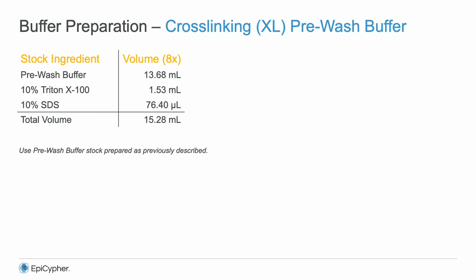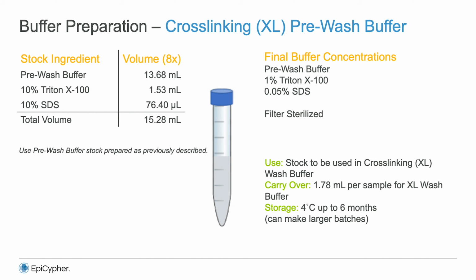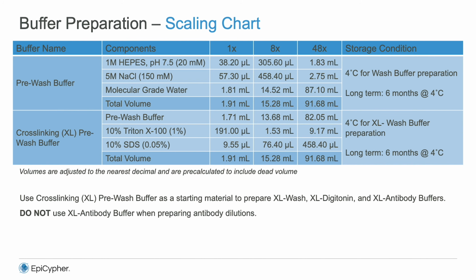You will need to make a cross-linking specific pre-wash buffer that will make the basis for subsequent cross-linking buffers. To make the cross-linking pre-wash buffer, use the earlier described normal pre-wash buffer as the base, with a final concentration of 1% Triton and 0.05% SDS. Filter sterilize and store this buffer at 4 degrees Celsius for up to 6 months. Here's the scaling chart of the normal pre-wash buffer and the cross-linking pre-wash buffer.